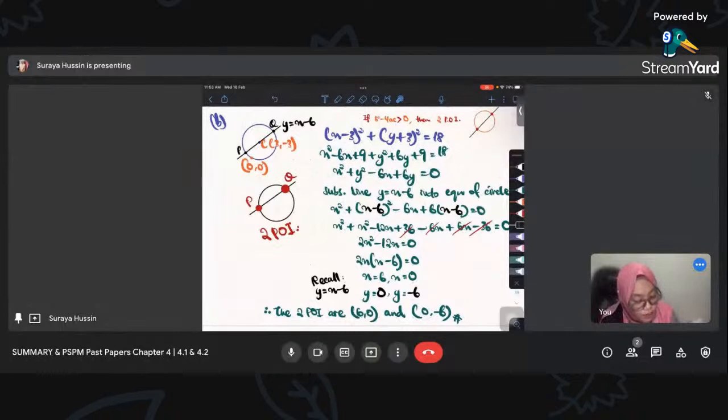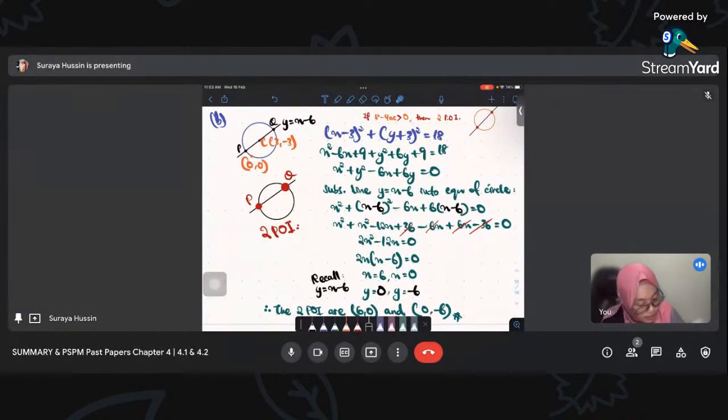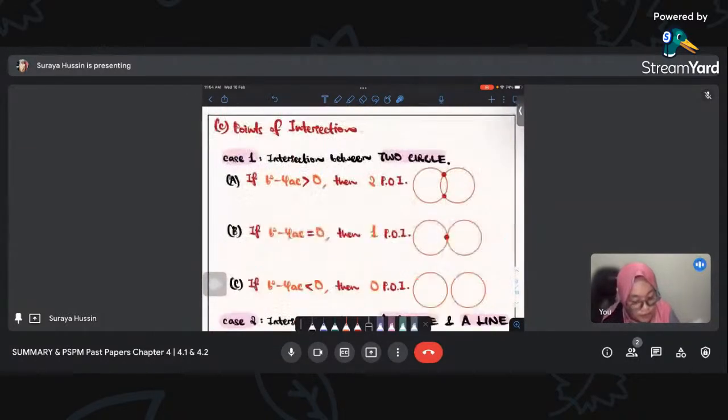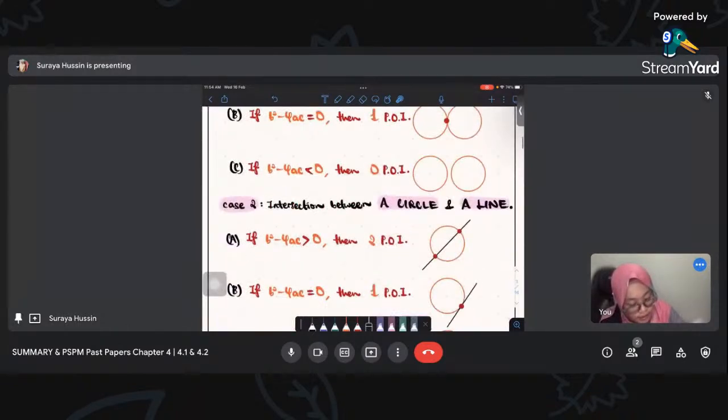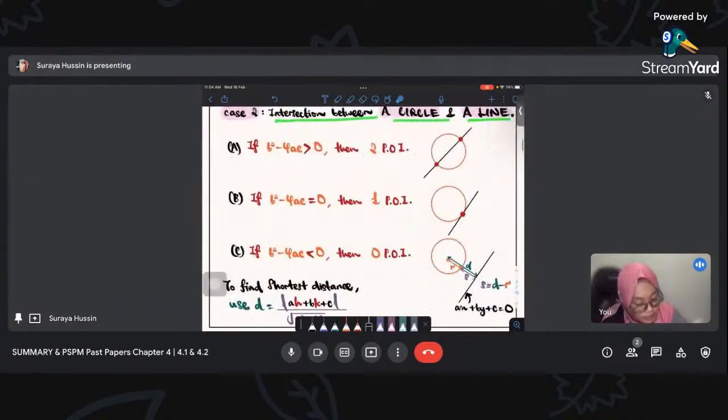So untuk cari point of intersection, kena buat apa? Okay, let's recall the summary back lah. Let's go to the summary. Point of intersection. First of all, ni intersection between two circles. Yang ini intersection between a circle and a line. So let's say we have this lah. So first of all, kita kena make sure kita punya ni is it more than 0? We have to do that.